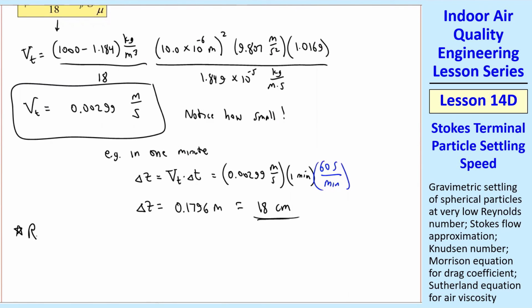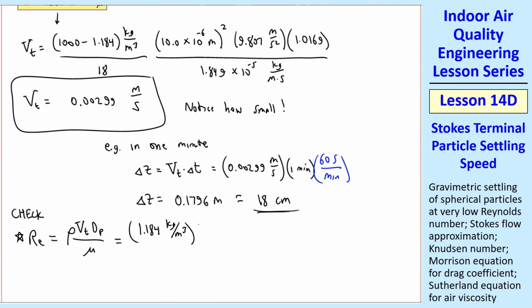Remember I said you need to verify. Let's calculate our Reynolds number to make sure we are indeed in the Stokes range. So I'll plug in the numbers there. We use the air density, of course, not the particle density. I've seen students do that. So make sure you use rho of the air when you calculate a Reynolds number.